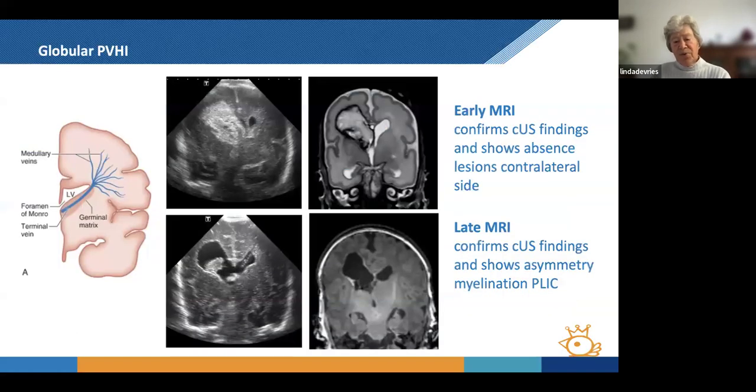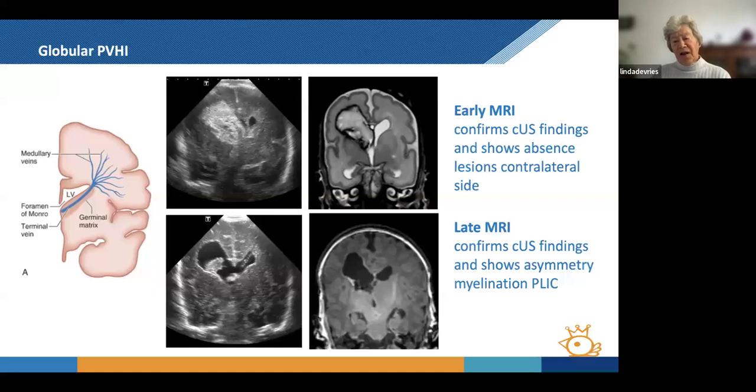So here's an example of a large grade 4 periventricular hemorrhagic infarction. Here we see the pattern of the veins, the medullary veins. And we now know that if there is an obstruction here due to a bleed, there will be impaired venous drainage and you will get this type of injury. So it's not extension of the IVH into the brain tissue, but it's impaired venous drainage.